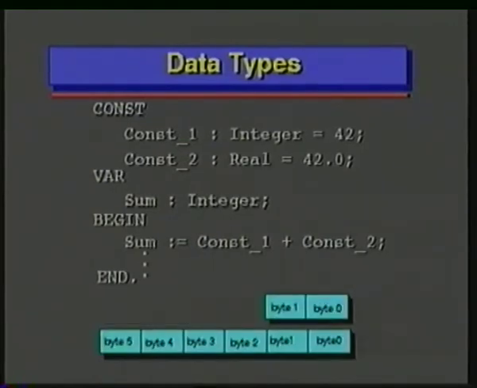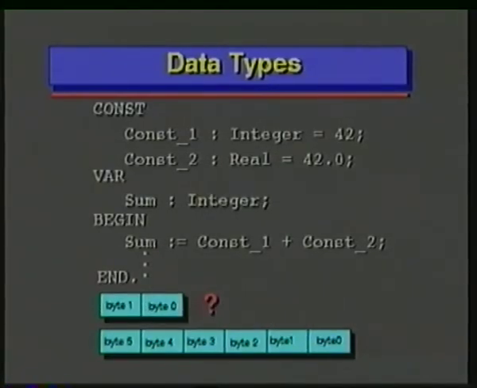The compiler does not know how to add two numbers when one is represented in 2 bytes and the other is represented in 6 bytes. Which byte should it add to which other bytes? There's no good way to tell it what to do. So Pascal helps to ensure clarity by what is known as strong typing. In other words, the programmer must be very precise about how Pascal variables and constants are declared.